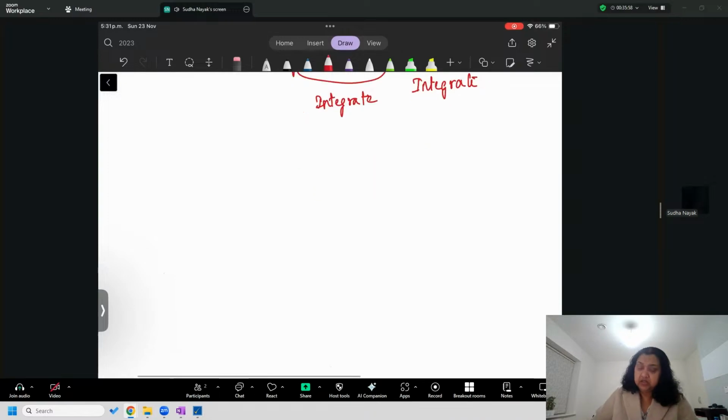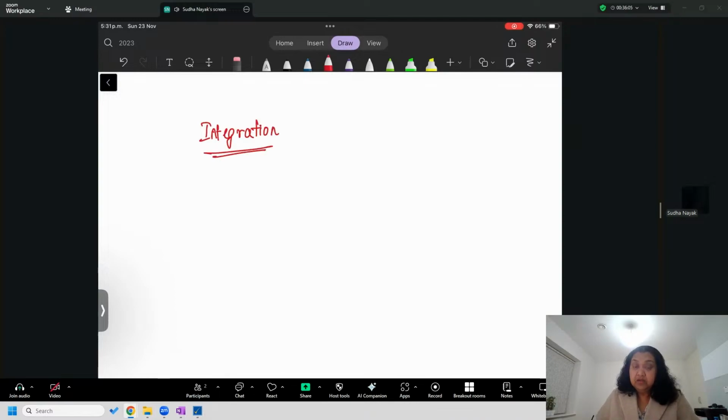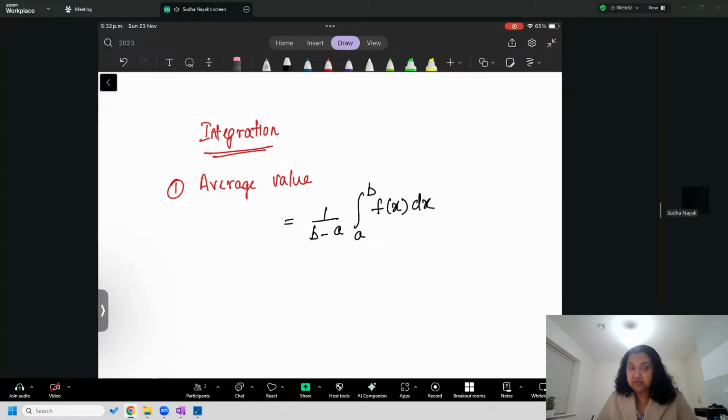Okay, I'm not able to recollect, but I'll quickly tell you two things about integration. Today it was supposed to be differentiation, but I'll tell you two things about integration. Application of integration. Okay, the main two keywords are average value. So whenever you see this keyword average value in a function, you can immediately remember it is integration. Okay, and the formula is average value is equal to 1 by b minus a integral of a to b f of x dx. Okay, that's the average value.